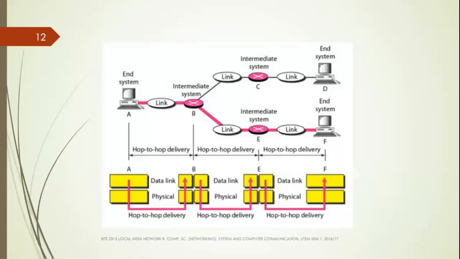So I give you another example. This person is speaking in English. Computer A only understands English. Computer B only understands Bahasa Malaysia. So how do these two speak to each other? That's why we need a translator. So the data link layer is just like a translator.